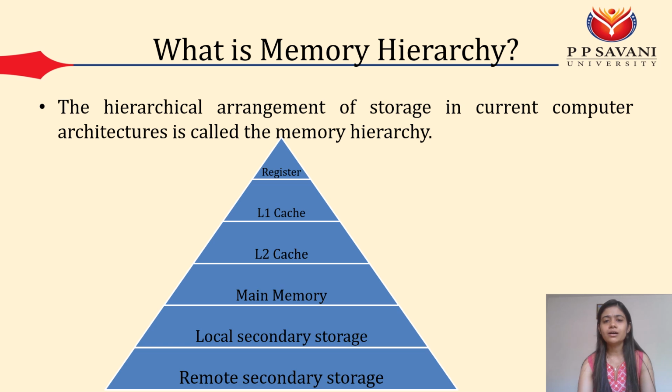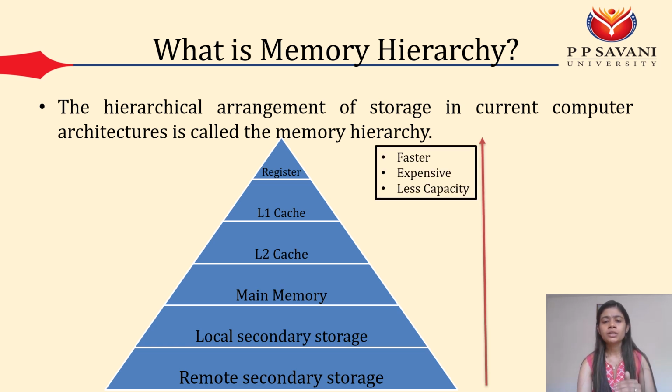As you can see, at the topmost level, we have the memory called register. After that, L1 cache, after that, L2 cache, then main memory, then local secondary storage, and after that, remote secondary storage. If we go according to this order, from bottom to top, the memory access time becomes faster. If we compare register and main memory, register has faster access to data compared to main memory.